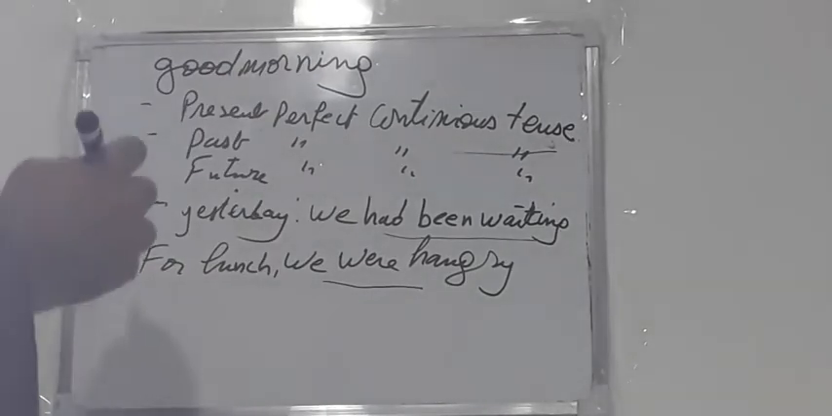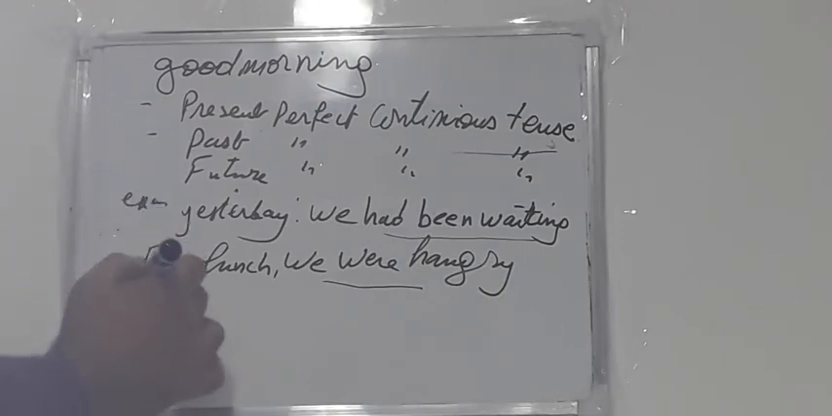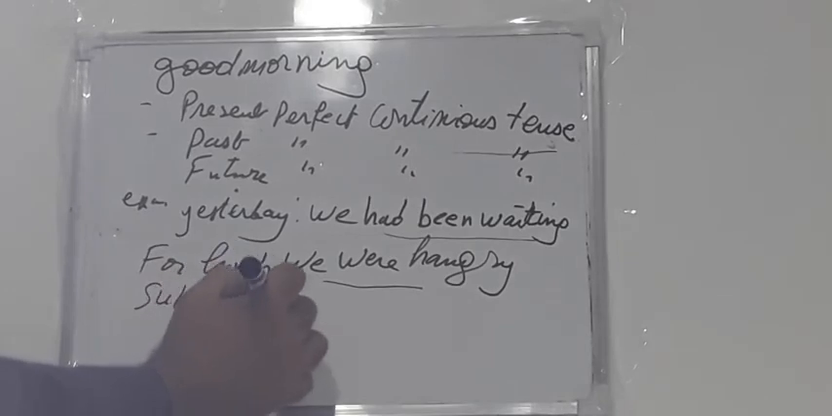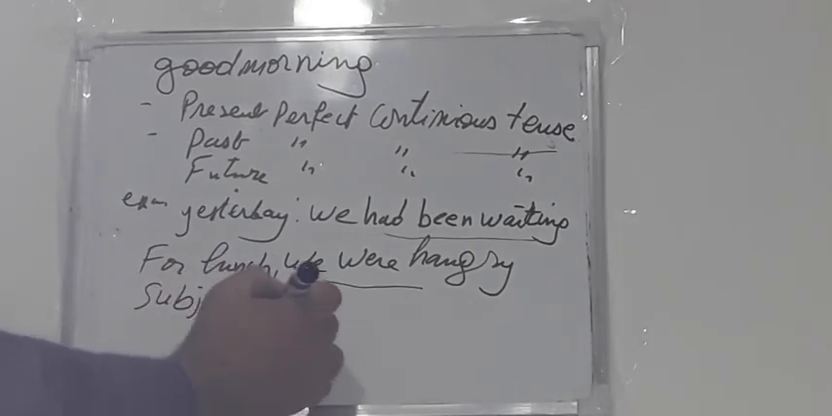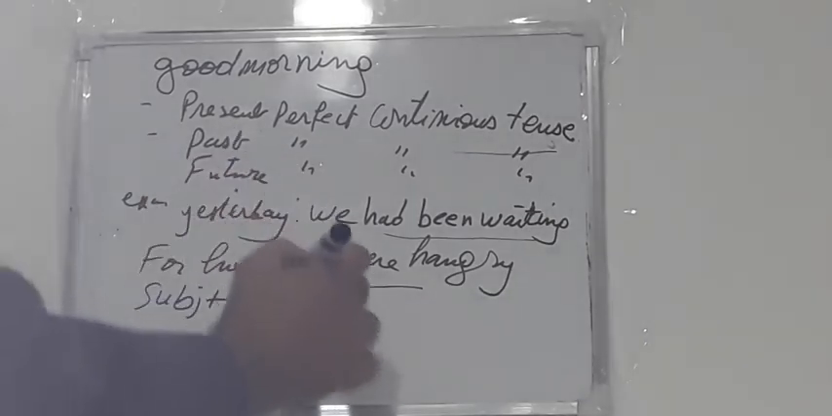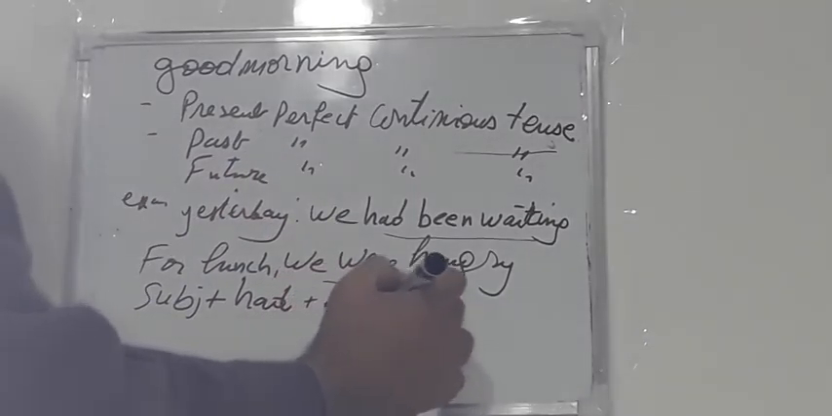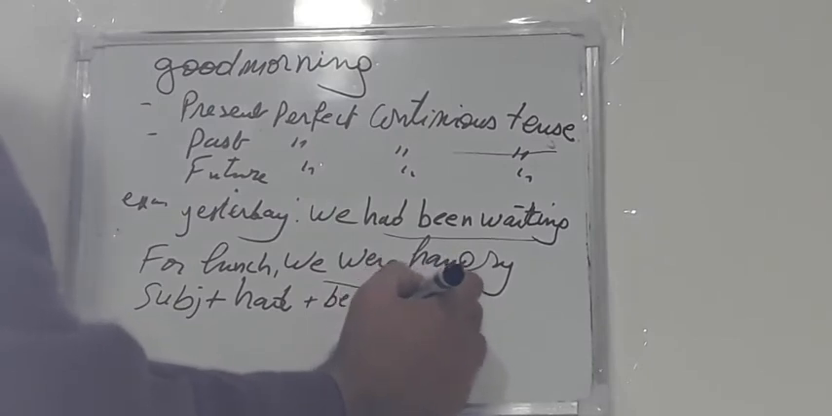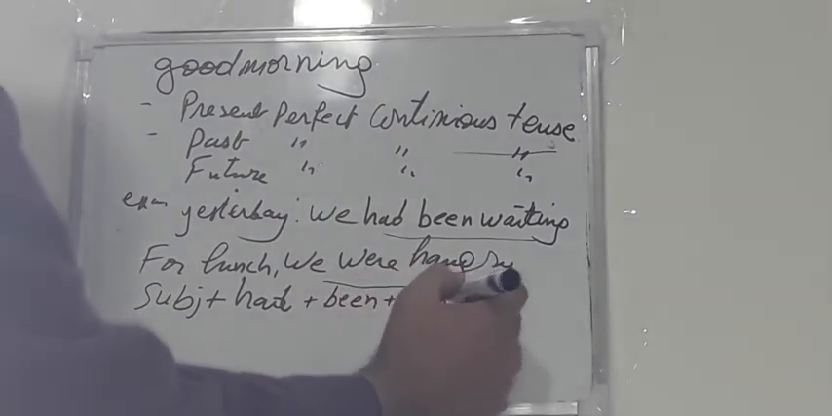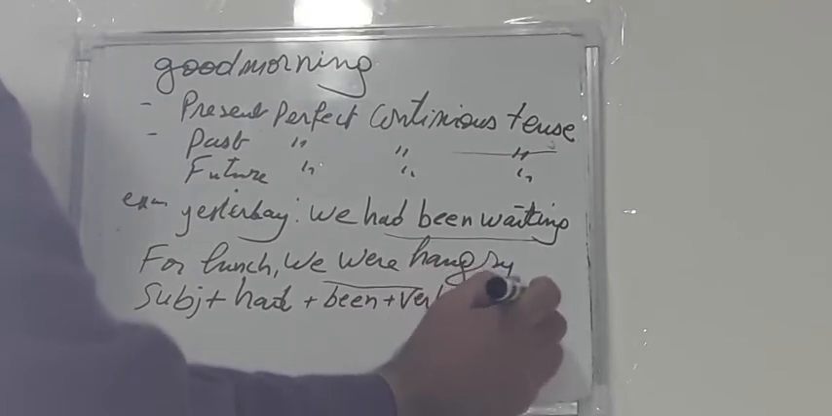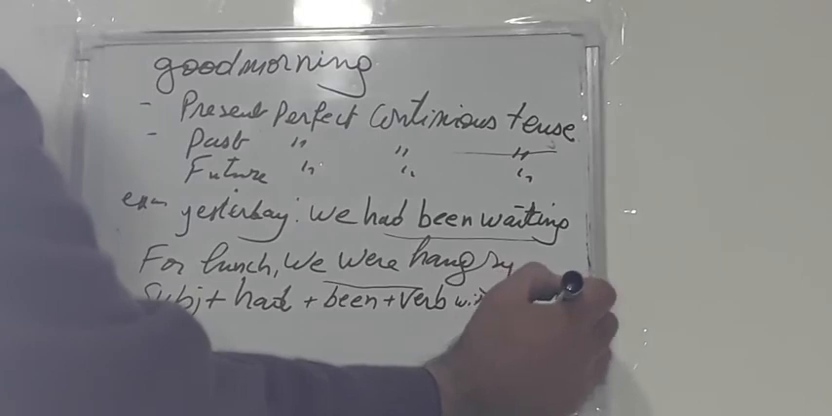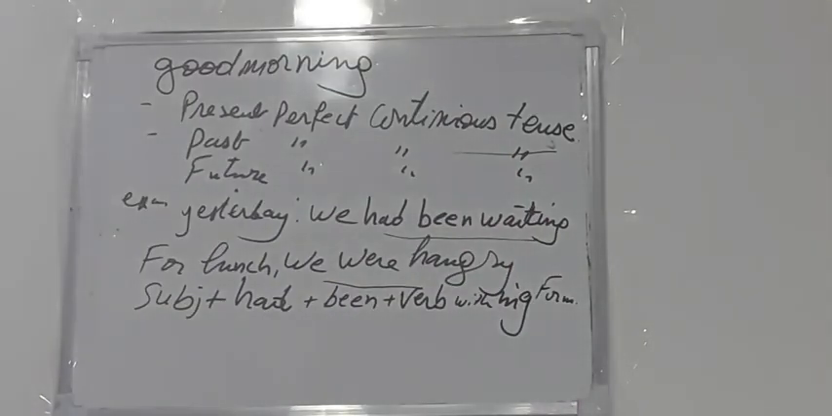The structure of the sentence is subject plus had, always we use had in the past, plus been plus the main verb with the ing form. Okay?